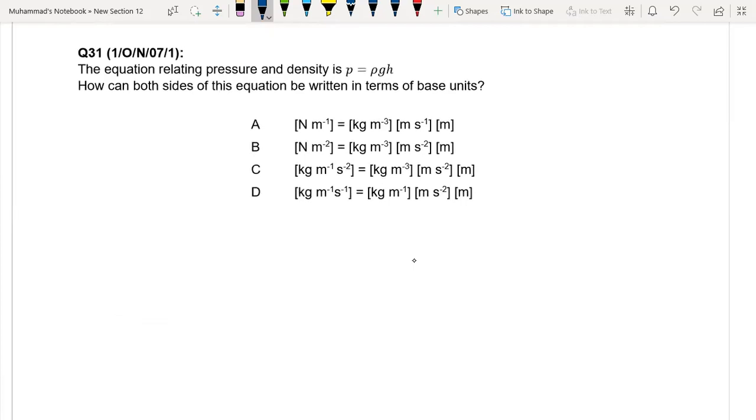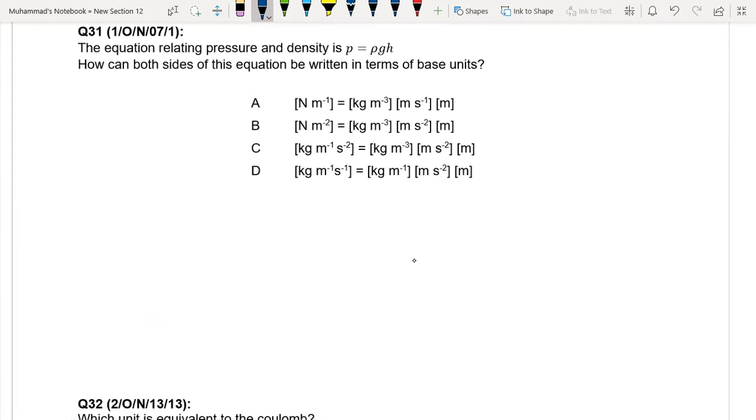The equation relating pressure and density is P equals rho g h. How can both sides of the equation be written in terms of base units? So you have to put SI base units of pressure. Pressure is force over area. So force is kg m s^-2 divided by meter squared, area. That is kg m^-1 s^-2. So this side is correct for pressure.